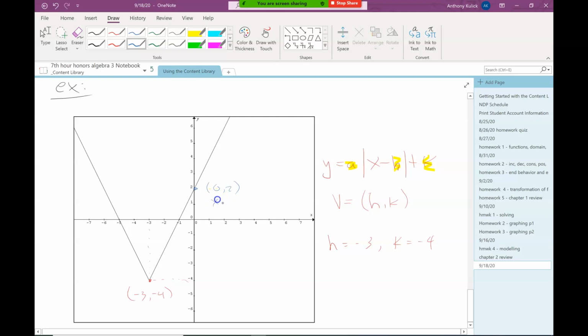And this point here is like an x comma y, right? So what I'm going to do is take this value for y and plug it in for y, and this value for x and plug it in for x. And since I already know h and k, I now have everything in the equation except for a, which I can solve for algebraically. So I can say 2 is equal to a times 0 minus -3, minus 4.